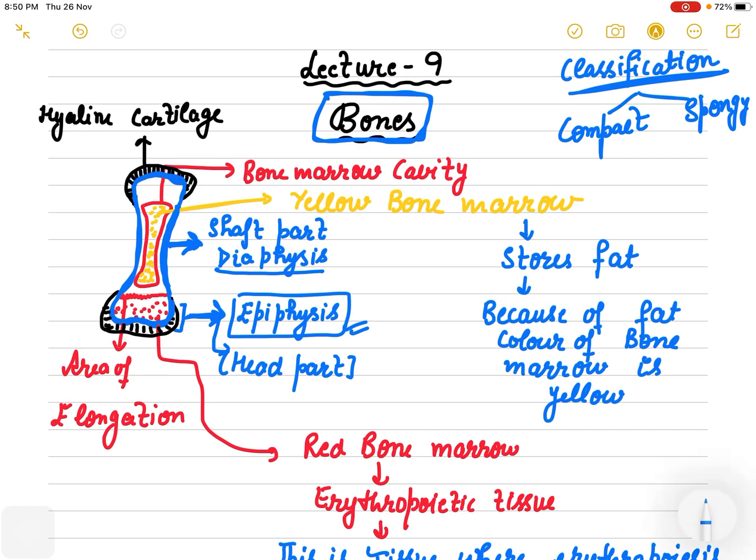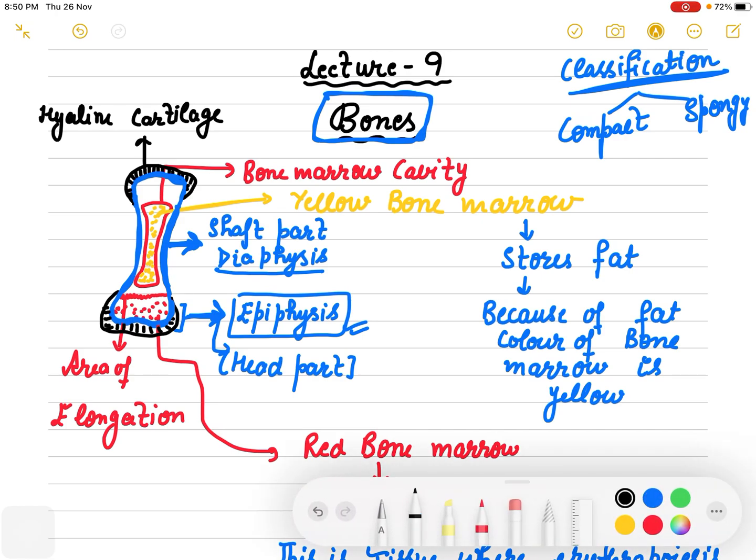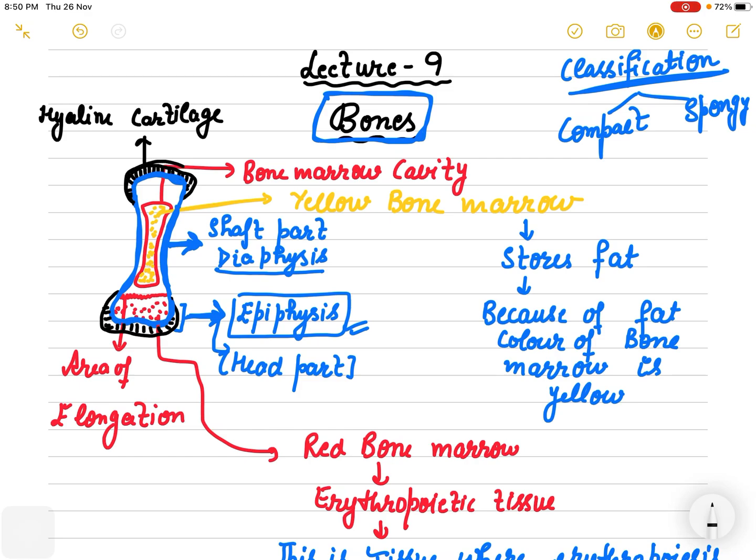Now yesterday also we talked that on the tip of the bone there is a cartilage. This cartilage is known as hyaline cartilage. It is on both sides. Epiphysis is on both sides. This portion is also epiphysis, right? The broader part is epiphysis and the narrow part is known as diaphysis.